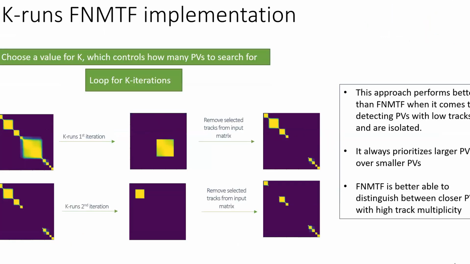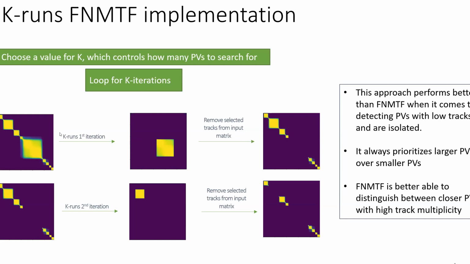So other than the first FNMTF implementation we saw earlier, we also created our own wrapper implementation, which we call K-runs. So this is basically a wrapper around the basic FNMTF implementation we saw earlier. What this does is it repeats a series of steps k number of times, where k is the total number of PVs you want to find from that particular event. During each step, you first take the input matrix, then force FNMTF to find just one cluster. Because of the way FNMTF works, it tries to minimize the reconstruction error. So it takes the two factors it has, or the three factors it has, multiplies them together, and compares how far that reconstructed matrix is from the target input matrix. So that is the reconstruction error, and it tries to minimize it.